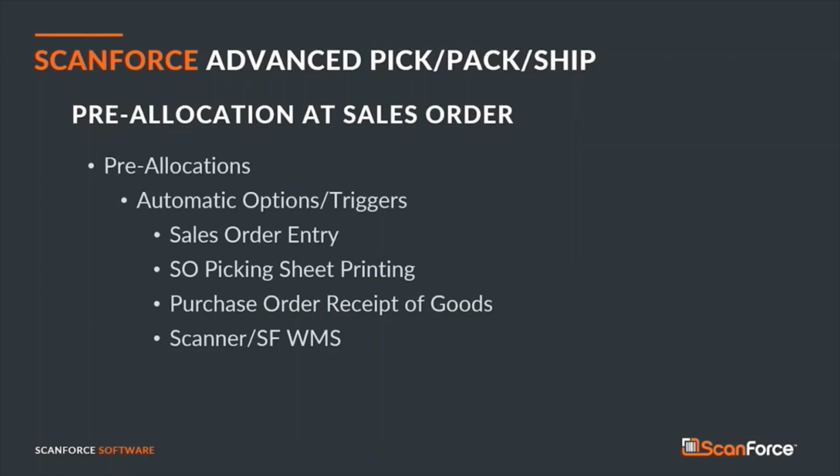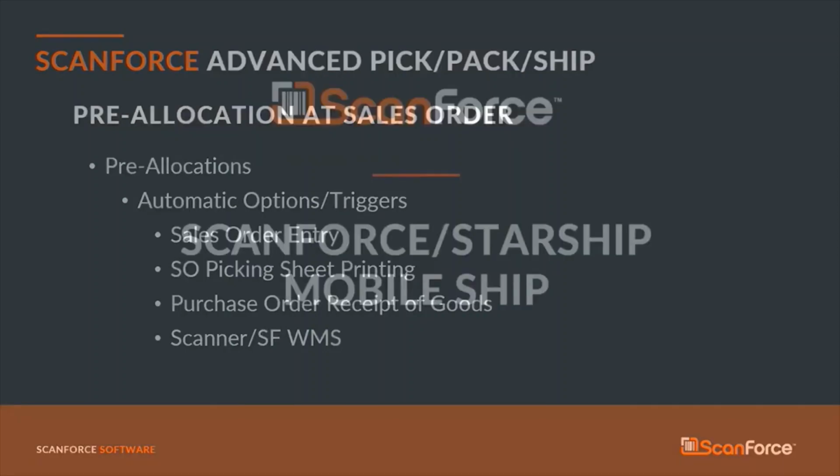Or maybe you just want to pick in the most efficient way possible. So take me to the location where I can get everything in one pick instead of a little bit from here and a little bit from there for this one line item. So this pre-allocation will greatly help the efficiency of how you pick and make sure that you have sufficient inventory to fulfill the orders.